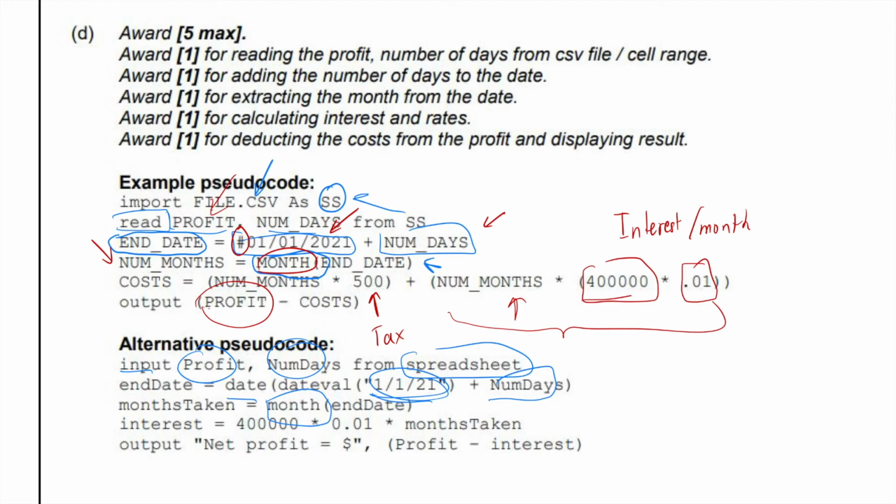So you do kind of need to know how to evaluate this, and I'll add that in the section at the end with some handy functions you can use. And so then our interest is going to be 400,000 times 0.01 times months taken.